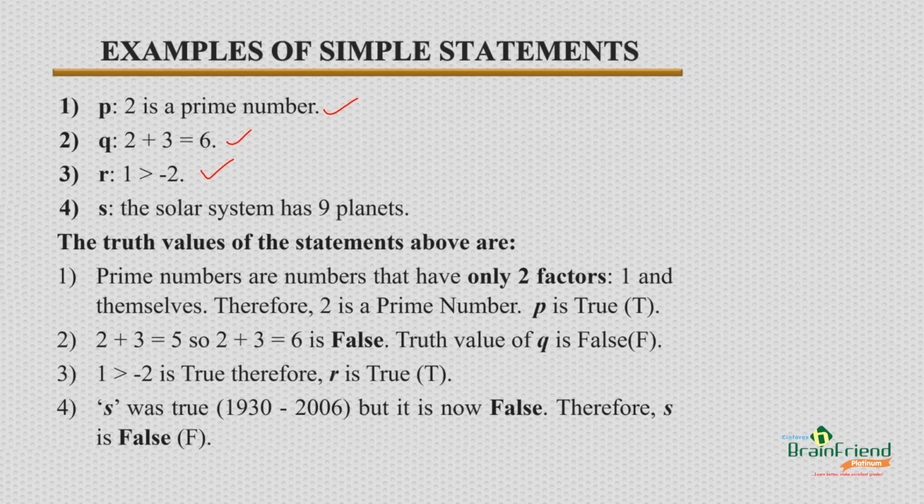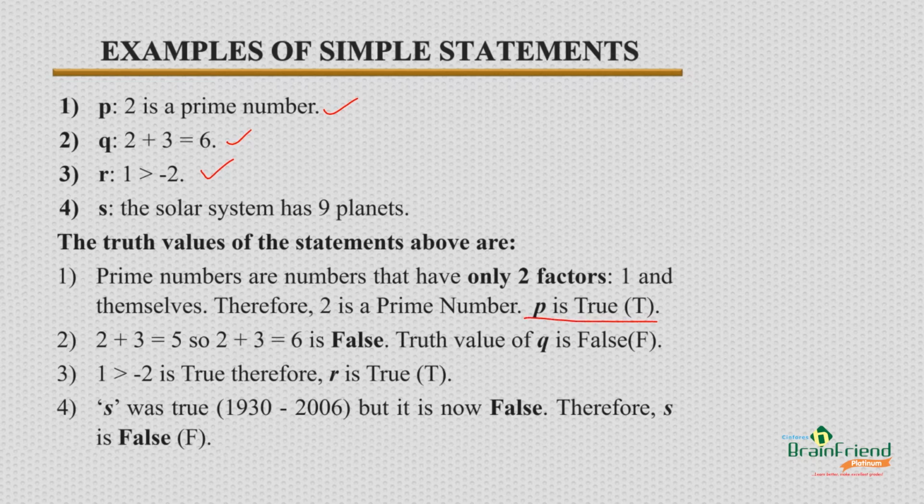The truth values of these statements are: the first one, please note that prime numbers are numbers that can be divided by themselves and 1 only. Therefore, 2 is a prime number because you can only divide 2 by 2 or by 1 without a remainder. Therefore, our first statement is true. The truth value will be T, indicating that it's true.